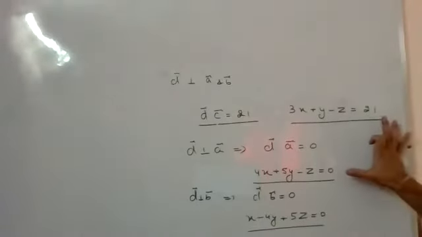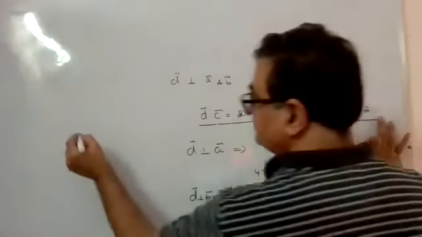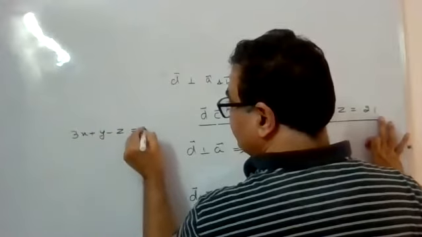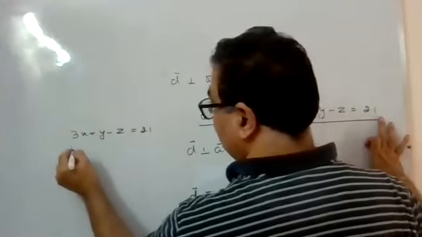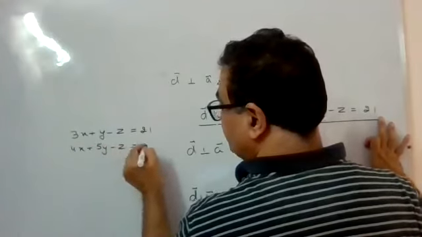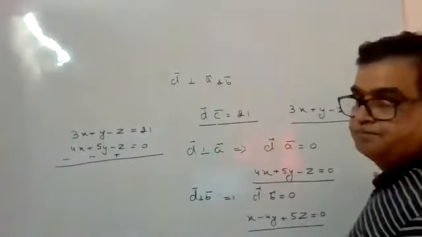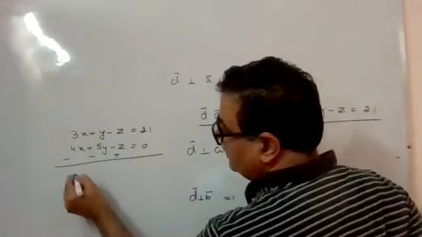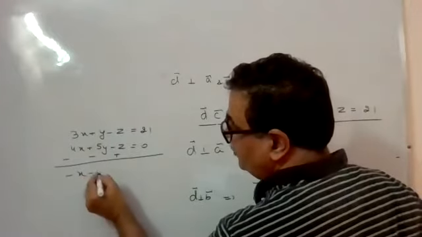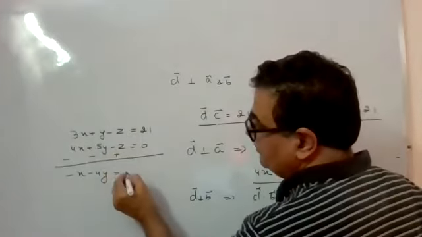What I do here in this case, first I'll take these two equations and eliminate z. 3x plus y minus z is 21. Another is 4x plus 5y minus z is 0. Minus, minus and plus. When you solve it, it will come minus x, then minus 4y. The z cancels, and it is 21.